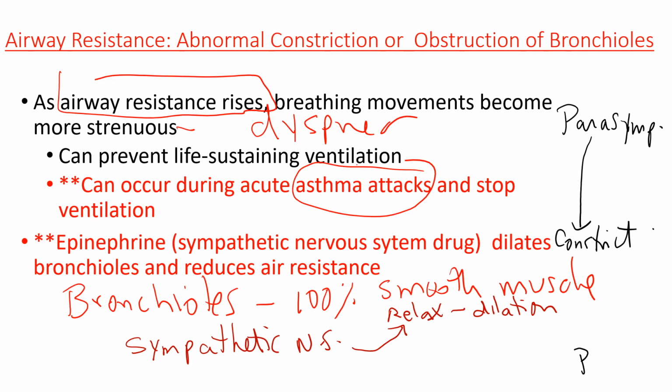So if we want to relax and dilate the airways, we use sympathetic drugs like epinephrine, which is the hormone of the sympathetic nervous system. So that's a sympathetic nervous system drug. So we either use the sympathetic nervous system drug or we block the parasympathetic nervous system. We use a drug that blocks parasympathetic receptors. Either approach or both approaches are used during an asthma attack.